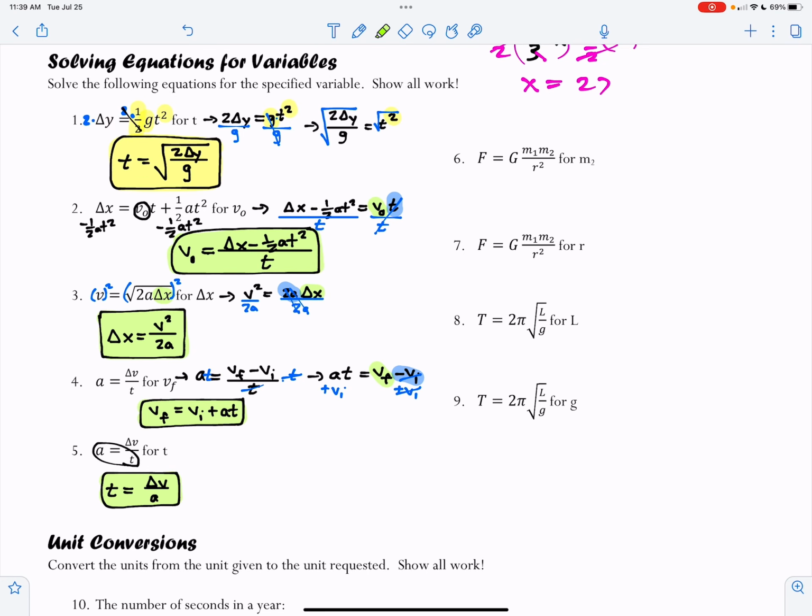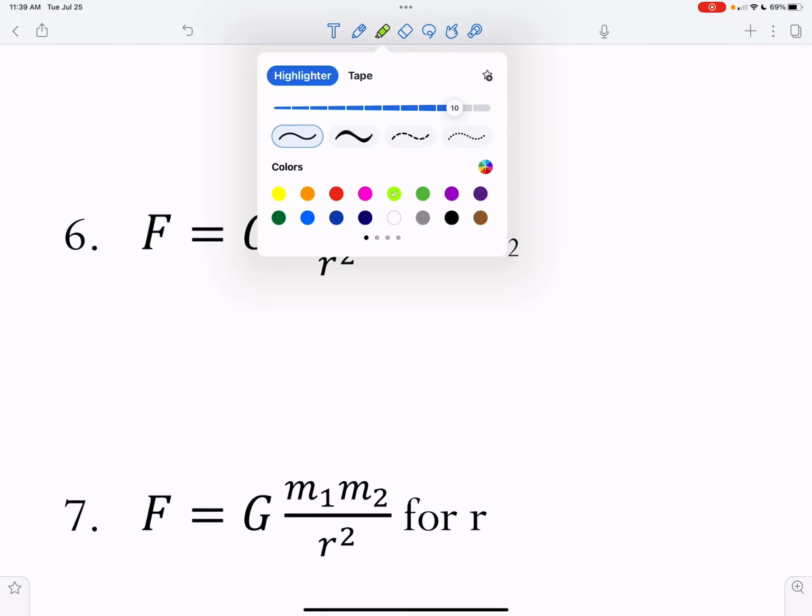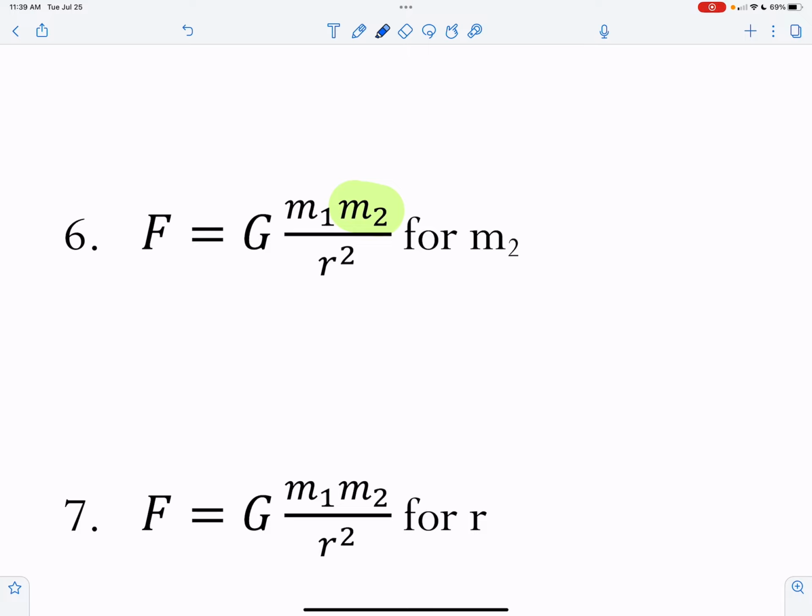Okay, number 6. Now you're solving for m2. So in order to get m2 by itself, you have to get rid of g times m1 over r squared. Remember, g is multiplied times the top, not times the bottom. I know it's kind of written here in the middle, but remember, everybody, this is g over 1. So you have to multiply by the reciprocal of g m1 over r squared, and that'll help get m2 by itself.